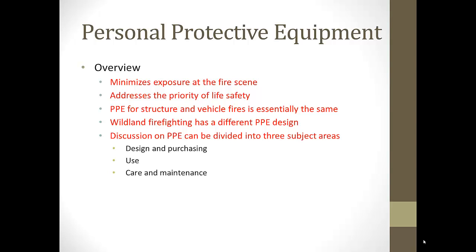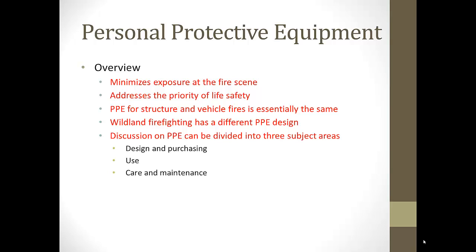Good personal protective equipment minimizes exposure at the fire scene. It makes sense. It addresses the priority of life safety because it's going to protect our rescuers. If something should go wrong, such as a flashover or backdraft, this will help protect them. There's PPE for structure and vehicle fires, which is essentially the same. Most departments don't wear anything different. Some departments have thought about trying to go to the wildland clothing for vehicle fires, but it just doesn't give you the protection. You should be dressed the same for both.